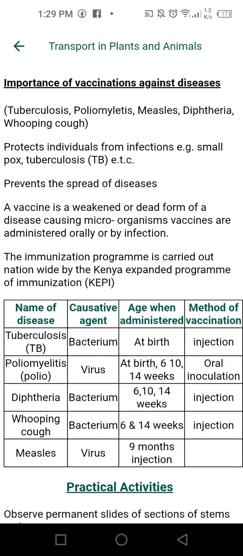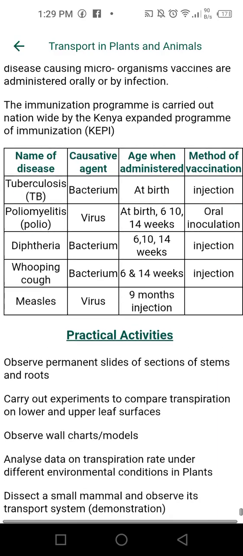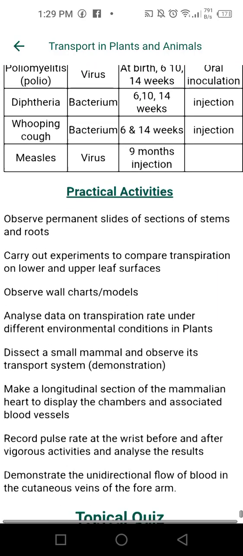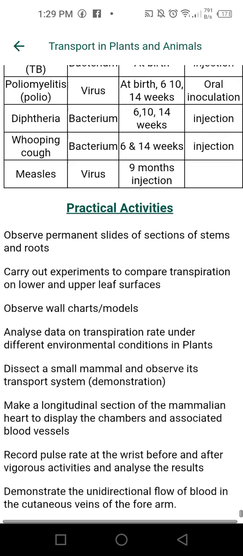Practical activities. Observe permanent slides of sections of stems and roots. Carry out experiments to compare transpiration on lower and upper leaf surfaces. Observe wall charts and models. Analyze data on transpiration rate under different environmental conditions in plants.